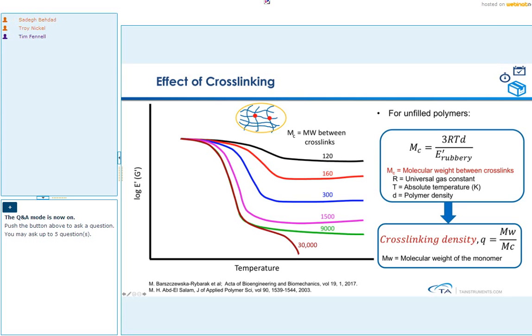If you were looking at just an unfilled polymer, here's the equation that can show you how that change is going to be. So you would look at your storage modulus in the rubbery state, and by changing your cross-link density, you are going to create lower and lower M sub C's, and that will give you a higher modulus at room temperature.